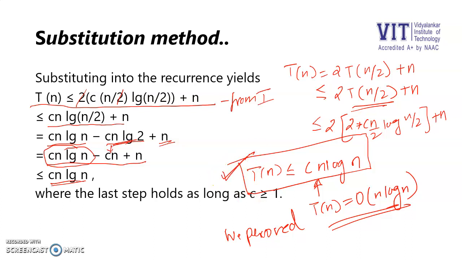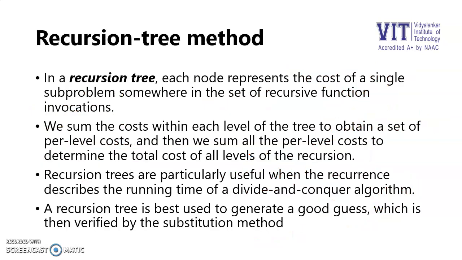So this is substitution method. Once again, step number one, make a good guess. Step number two, use mathematical induction to prove that guess. So this will be true for all values. Is that clear? Fine. The next is recursion tree method.